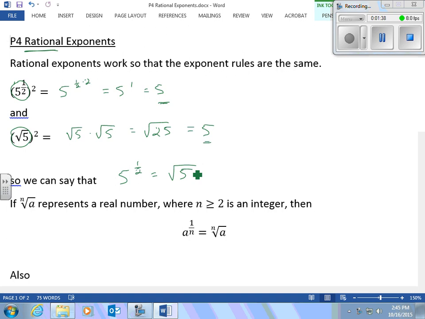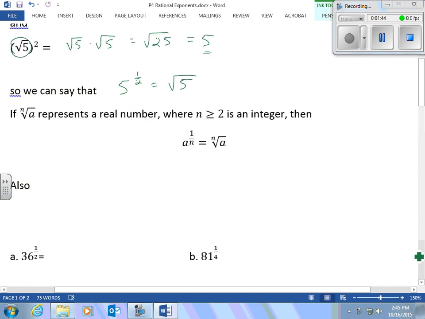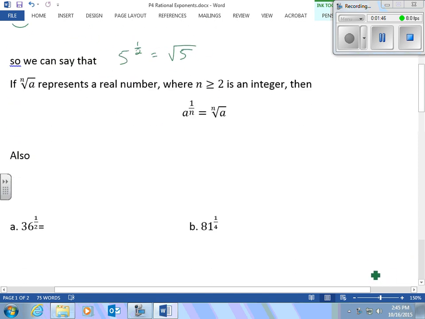If the nth root of a represents a real number where n is greater than or equal to 2 and it's an integer, or I guess if it's greater than or equal to 2, it would also be a whole number or a natural number, then a to the 1 over n is equal to the nth root of a. So a to the 1/3 is equal to the cubed root of a, a to the 1/4 is equal to the 4th root of a. The denominator of the exponent ends up giving which root it is, which is called the index of the radical.